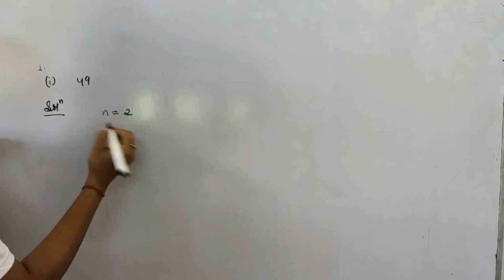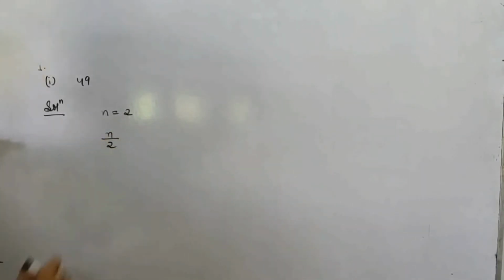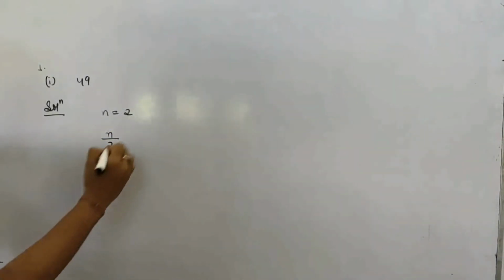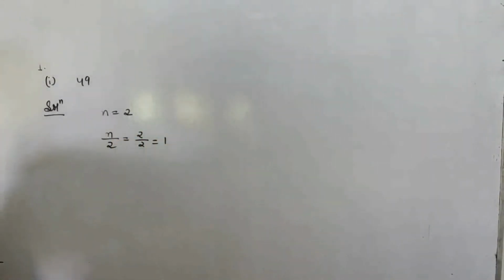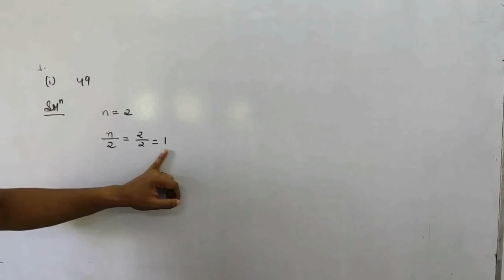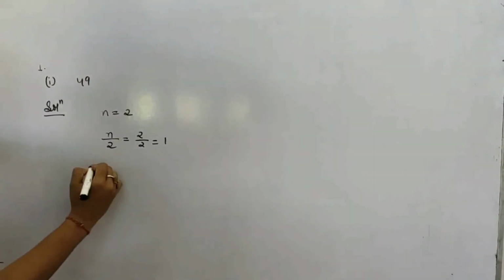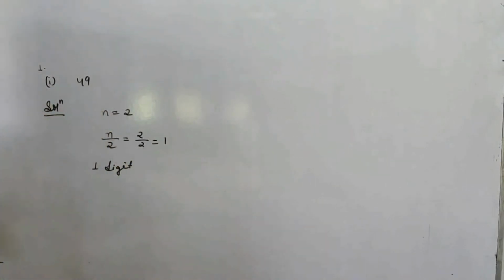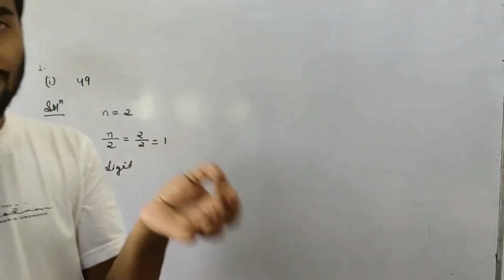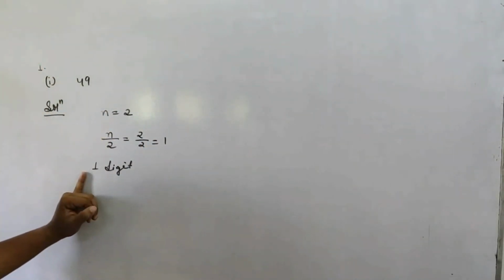Directly you write. Now no need to write n by 2. What is the formula? n by 2, which is equal to 2 by 2, which is equal to how much? 1. So how many digits will be there? Find the number of digits. 1 digit, isn't it? What is root over 49? Root over 49 is 7. So 7 means what? 1 digit.